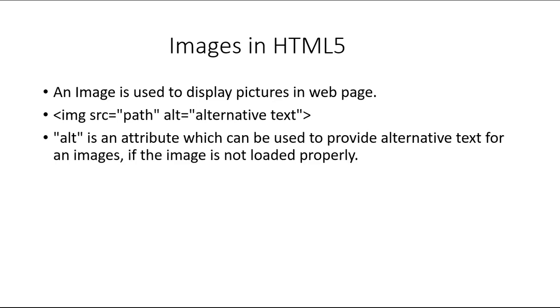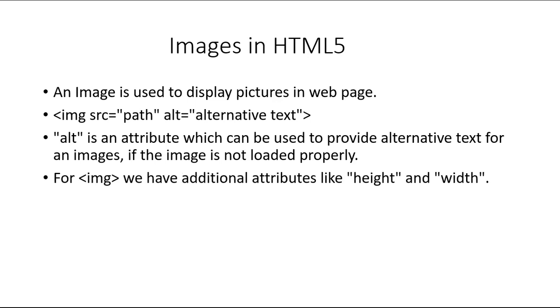Now, alt is an attribute which can be used to provide alternative text for an image if the image is not loaded properly. Now for the image tag we have additional attributes like height and width to manage its height and width.